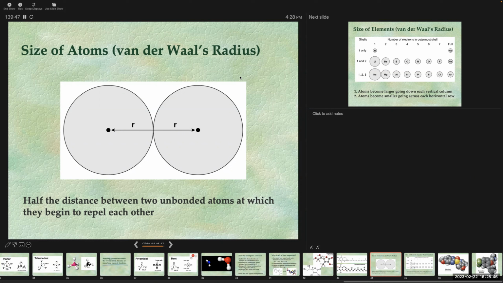So it's a representation of the radius or the diameter of each atom. And some atoms are very small and some are very, very big.